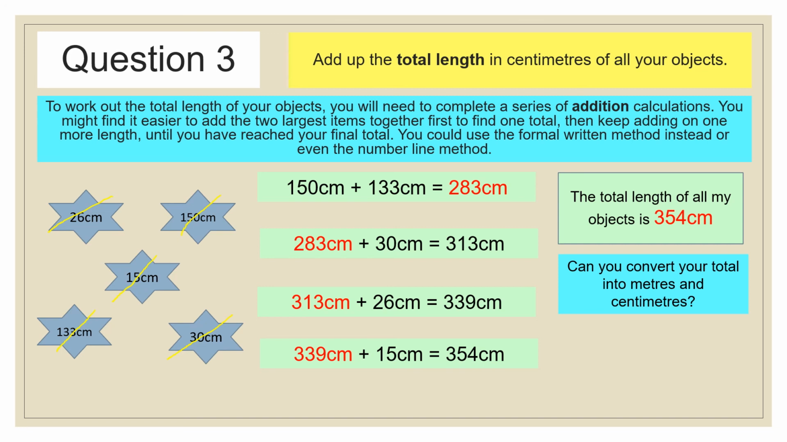What you can do is go back to the start of the video and look at the slide on comparing units, and you can see from that slide that 1 metre is equivalent to 100 centimetres. Now in my total of 354 centimetres, I've got 300 centimetres. So I know that 300 centimetres is equivalent to 3 metres. And then I have the remainder of 54 centimetres. So 354 centimetres is exactly the same as 3 metres and 54 centimetres.